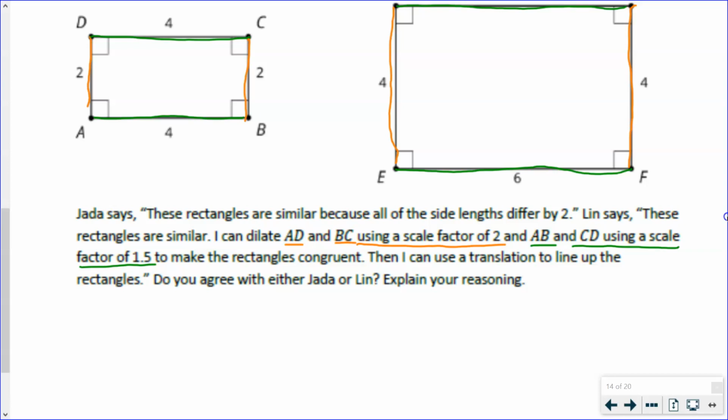She was very clear on this sequence of transformations, right? She mentioned the translation. She had our scale factor. Xander. Okay, why isn't it Jada?